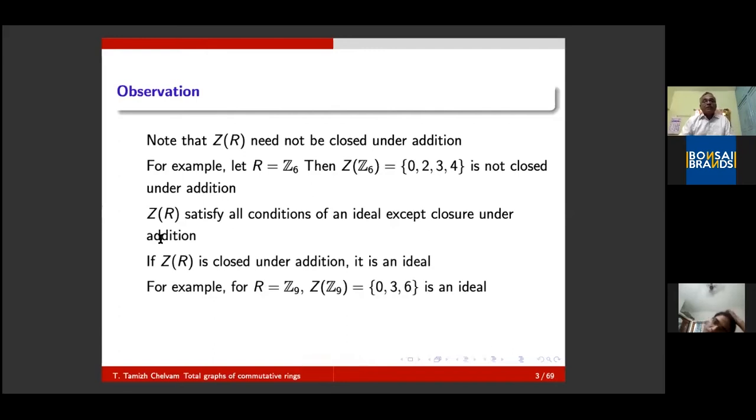For example, take congruence modulo 9 classes. The set of all zero divisors is 0, 3, 6. And of course, it is an ideal here, and not only is it an ideal, it is a prime ideal.